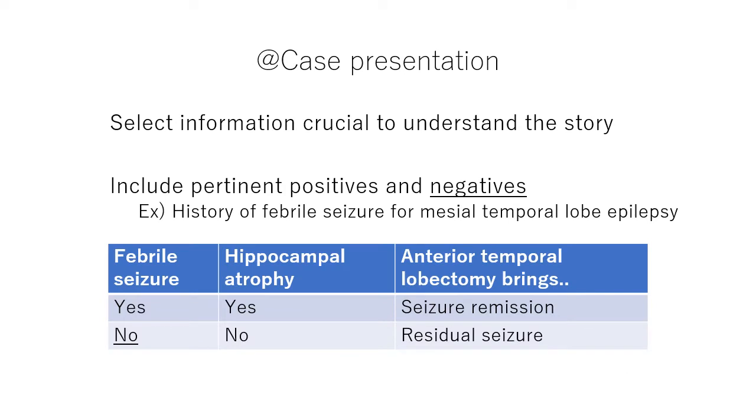In the case presentation part, select information crucial to understand the story. In this case, I recommend you include pertinent not only positive findings, but also negative ones. I present an example: history of febrile seizures in mesial temporal lobe epilepsy. This is especially important when considering anterior temporal lobectomy. I mean, presence or absence of a febrile seizure is associated with the presence or absence of hippocampal atrophy. This difference brings different prognosis of anterior temporal lobectomy.